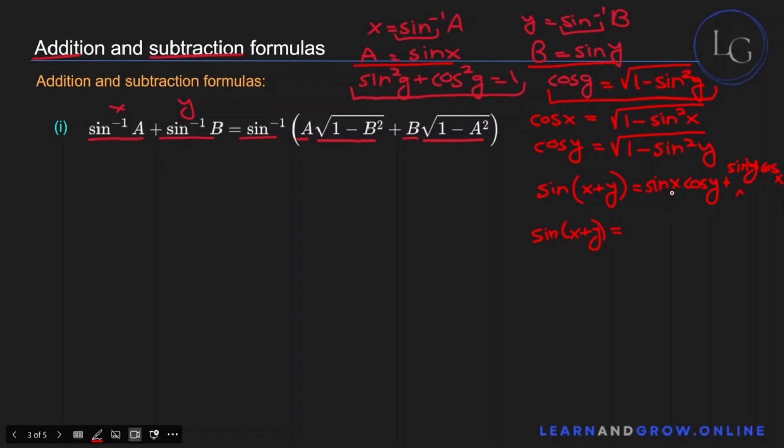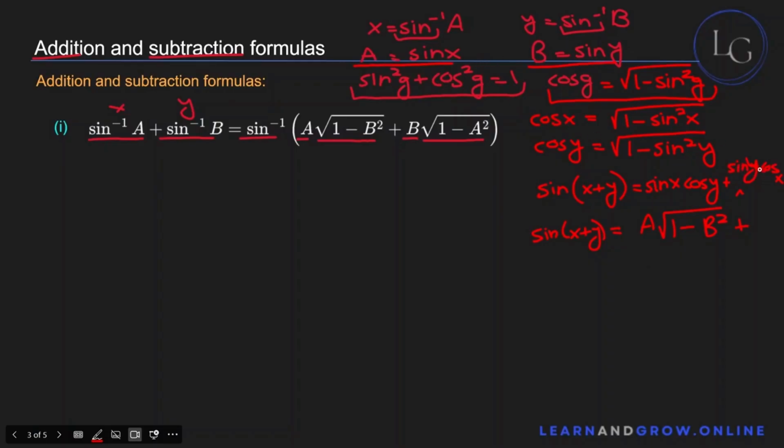So sine of x plus y is equal to sine of x, which is a, into cosine of y, which is under root 1 minus sine square of y. Now what was sine y? Sine y was equal to b. So what is sine square y? It is b square, right? So that becomes sine x cosine y, under root 1 minus b square, plus sine y cosine x.